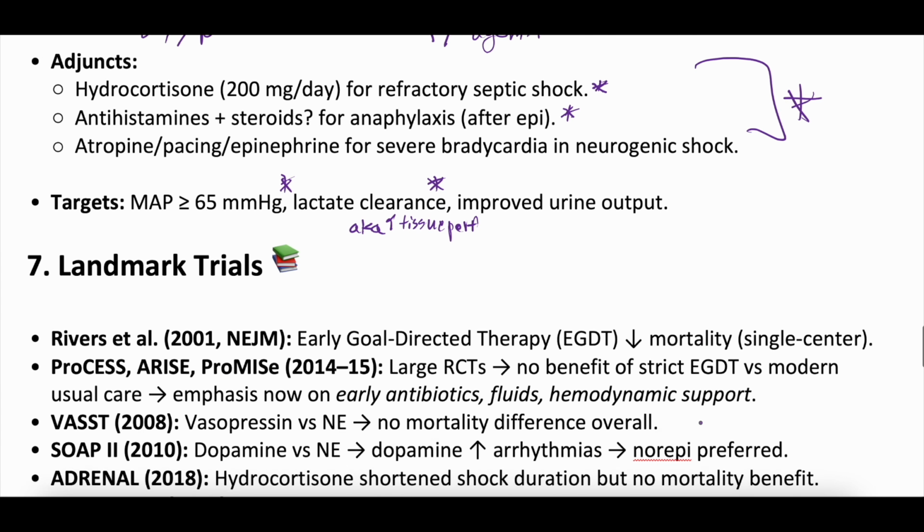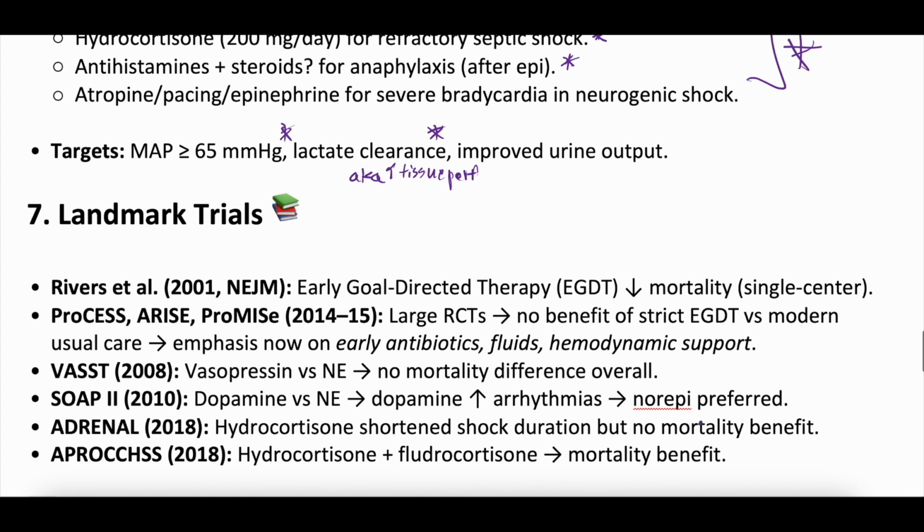All right, there are some landmark trials. We're not going to go through any of these. We're just going to read them out so you know they exist. None of them are super relevant to this episode, although they are very relevant to the management of the different distributive shock states. So there's early goal-directed therapy by Rivers et al. in 2001, published in the New England Journal of Medicine, which then was followed by ProCESS, ProMISe, and ARISE in 2014 and 15, that kind of looked at early goal-directed therapy versus usual care.